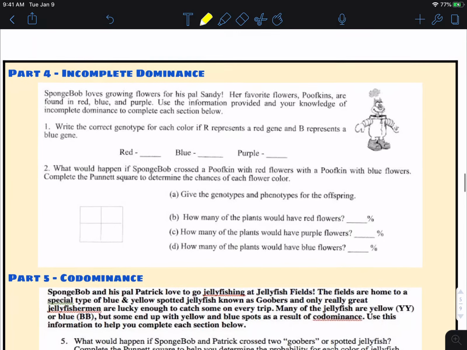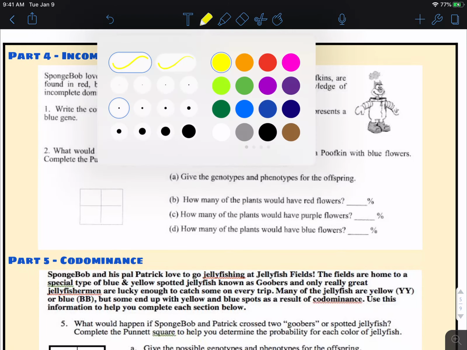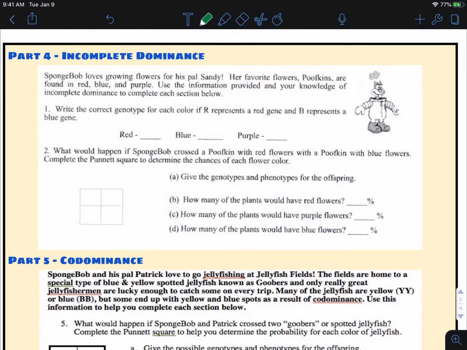Okay, now let's go down here and let's take a look at part number 4, because part number 4 talks about incomplete dominance. So what it says is that SpongeBob loves growing flowers for his pal Sandy. Her favorite flowers are puffkins, and they are found in red, blue, and purple. Using the information provided in your knowledge of incomplete dominance to complete each section, write the correct genotype if R represents the red gene and B represents the blue gene.